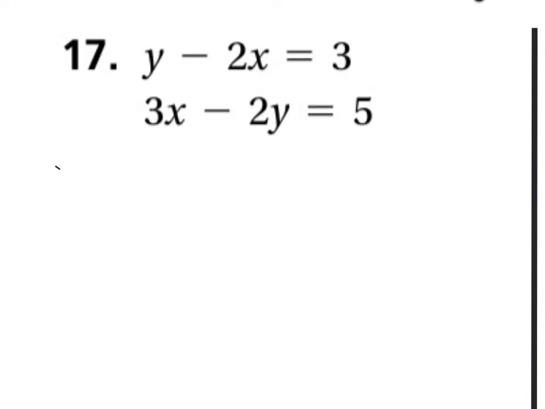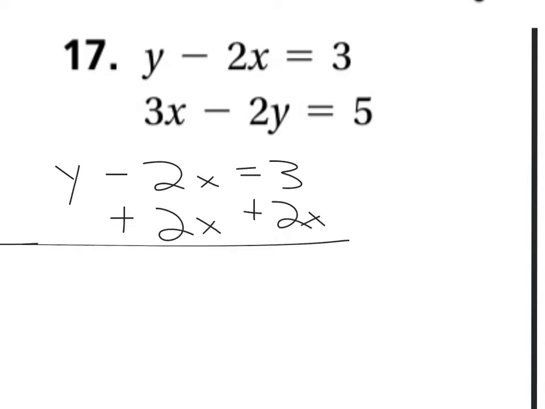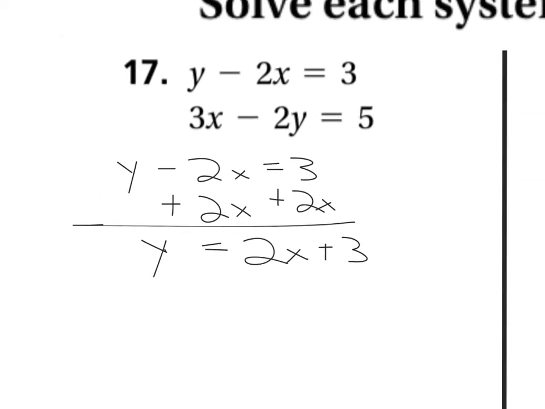So this says y minus 2x equals 3. I'm going to make a judgment that this is going to be the easiest thing to isolate because it's already down to a single variable. And the only thing that I need to do is add 2x to both sides. Then I get y equals 2x plus 3. That's what I'm going to use to substitute.